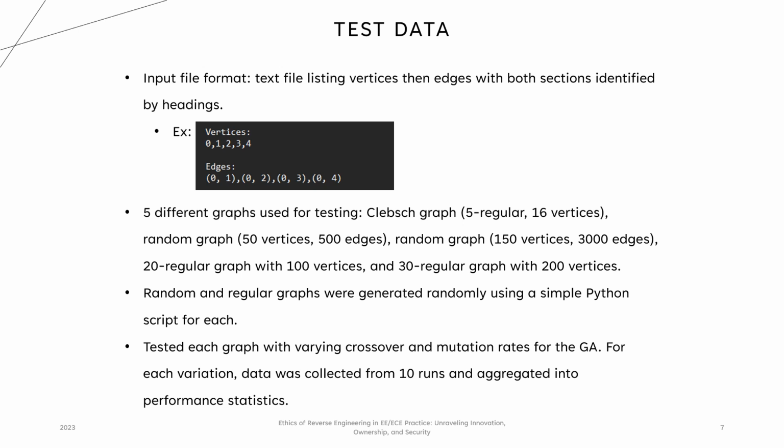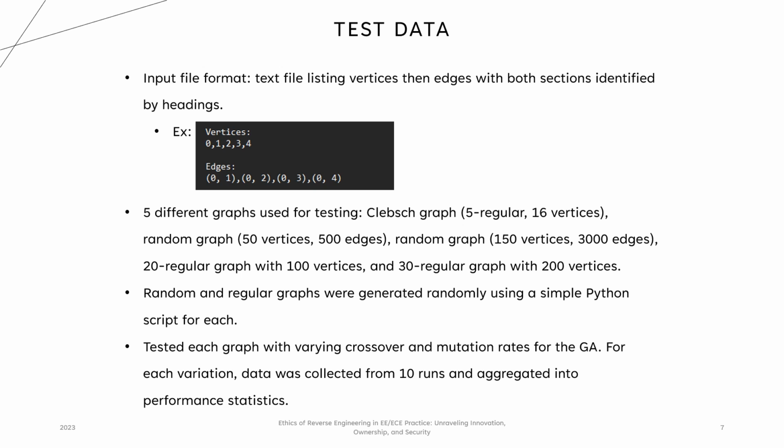And then after that, I generated my own graphs, 4 more, using simple Python scripts. So I generated 2 random graphs, one with 50 vertices and 500 edges, one with 150 vertices and 3,000 edges, and then 2 regular graphs, one 20 regular with 100 vertices, and the other 30 regular with 200 vertices.